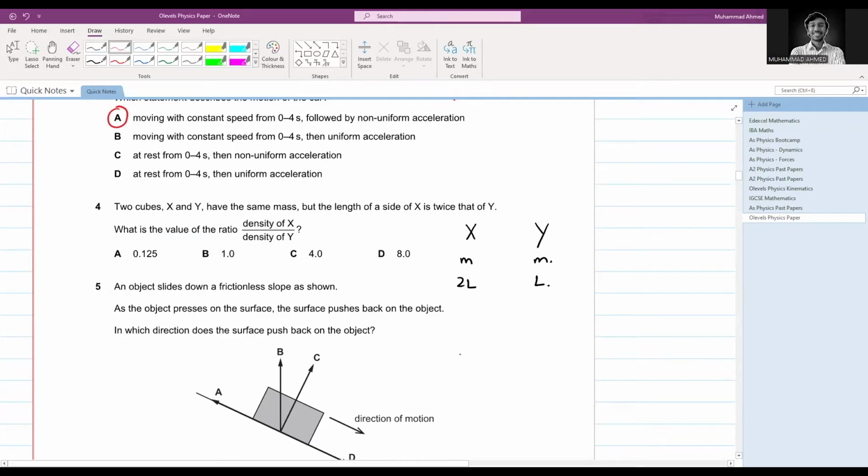How do you calculate densities? Density of x is equal to what? Mass over volume. What is the mass of x? M. What is the volume? 2L cube.